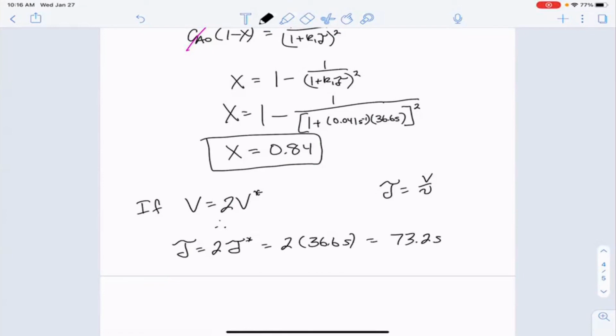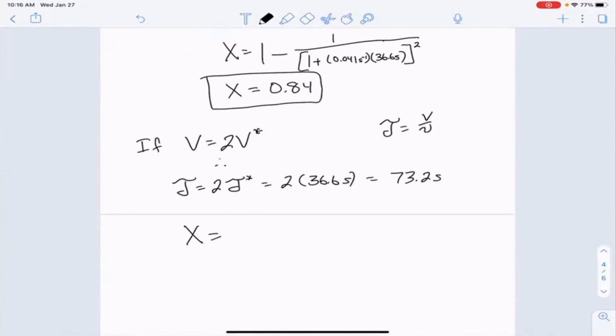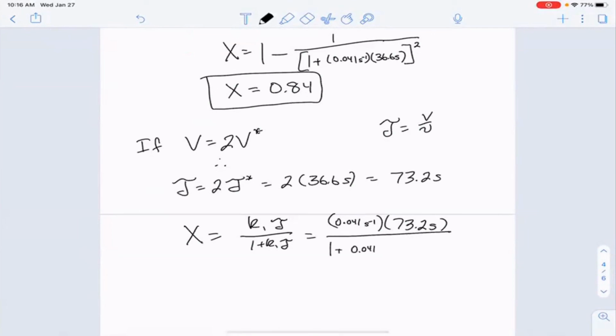Okay. And so if that's our residence time, remember conversion was equal to, we had this expression earlier, K1 tau over 1 plus K1 times tau. So this is just 0.041 inverse seconds times 73.2 seconds divided by 1 plus 0.041 times 73.2. And that means that the conversion is equal to, just solving the problem, 0.75.